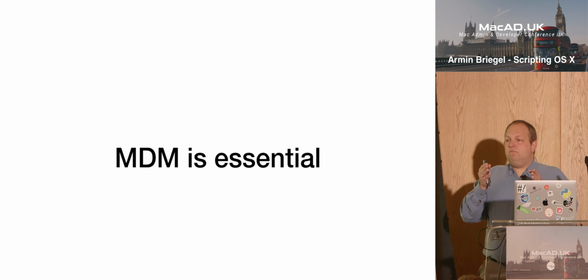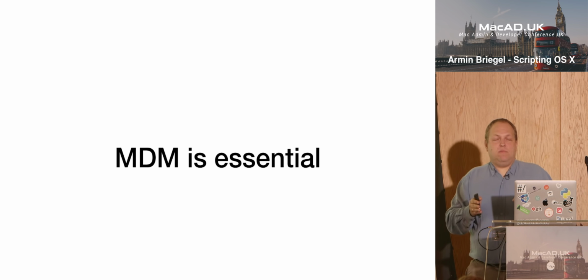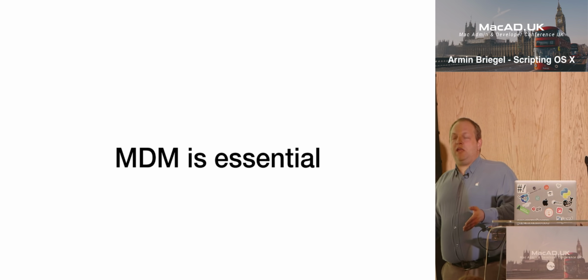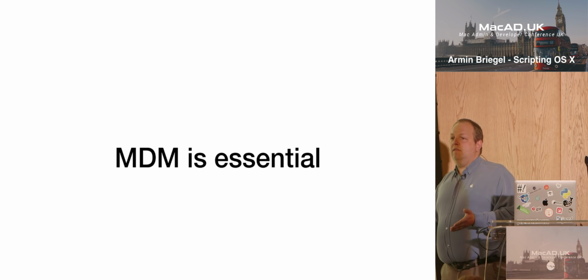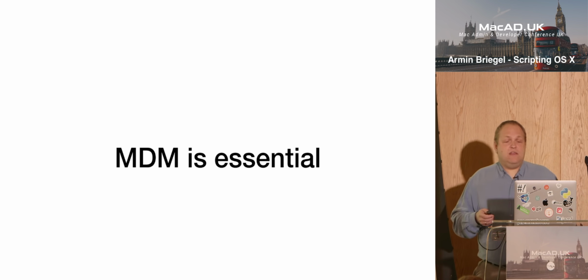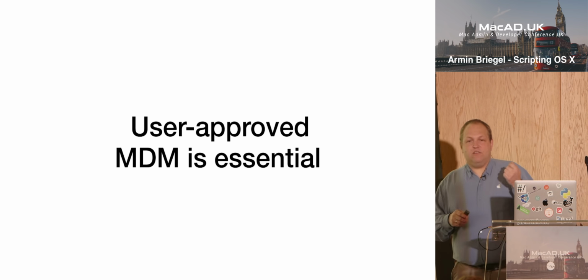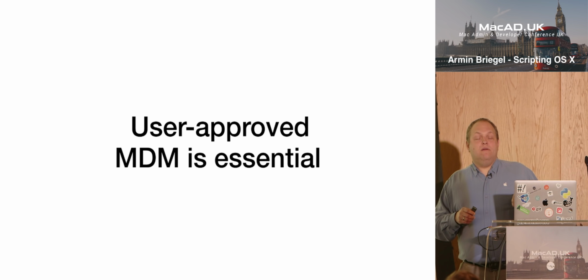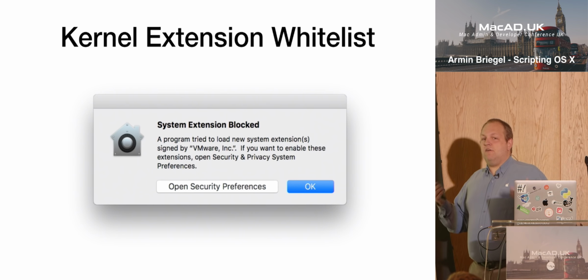And in our modern Mac deployment, MDM is essential. It used to be that we could ignore MDM. Up until 10.13, you could just use Monkey and not use MDM, and you'd be fine. But with 10.13, that changed. MDM is now very, very essential. You can't get around it. And even more, you need a user-approved MDM to make it really work. And the culprit at this time was the kernel extension whitelist.